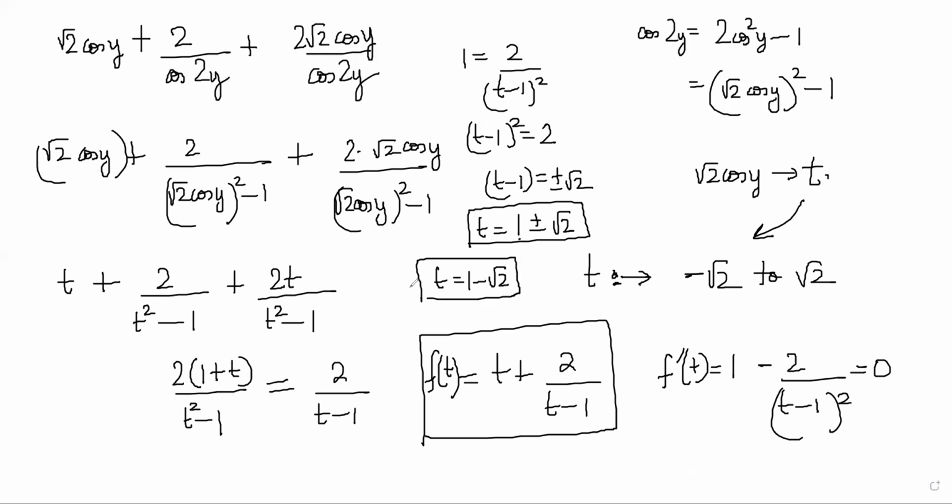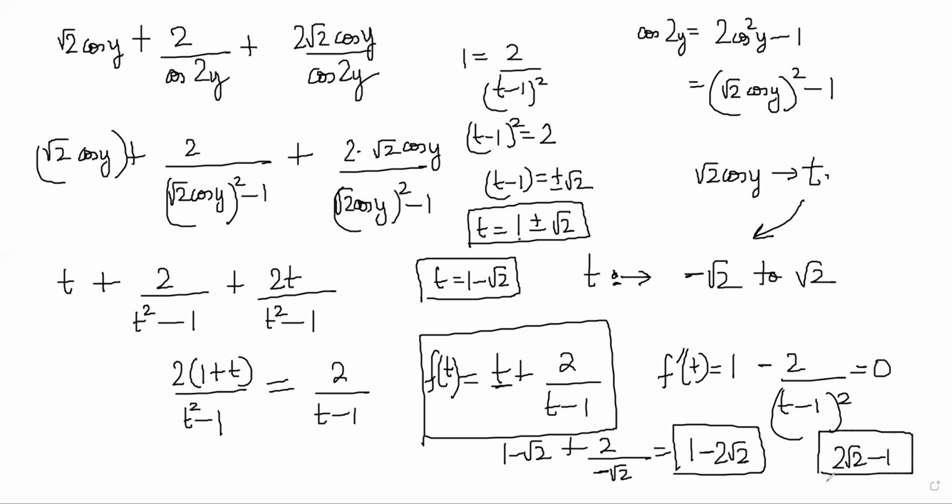So at that particular value, if you put it in this function, you get 1 minus root 2 plus 2 by 1 minus root 2 minus 1, so minus root 2, correct? So you get 1 minus 2 root 2, right? So now the absolute value of this thing is simply 2 root 2 minus 1. Correct. Ultimately, you have to take the absolute value, right?